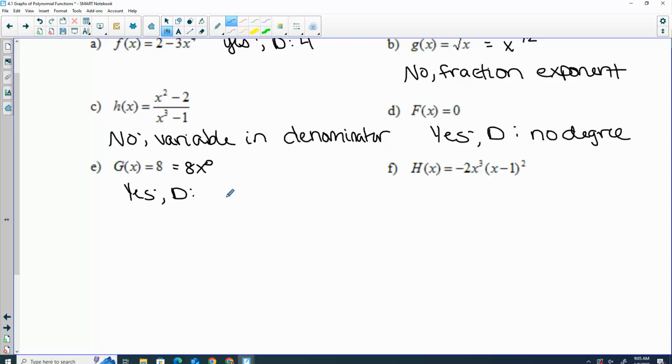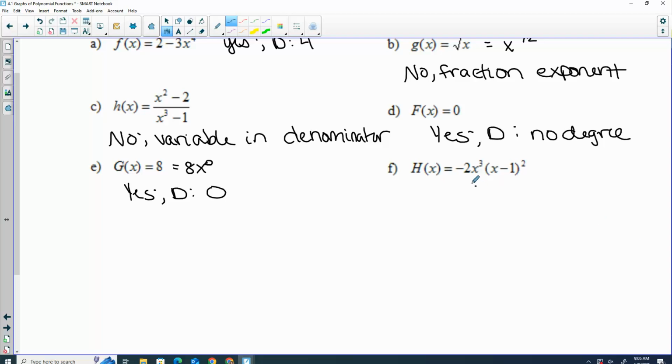Because anything to the 0 power becomes 1. If it's just a number, the degree is like saying how many variables. Well, 8, how many variables are with that? 9. So, if it's equal to a constant except for 0, your degree is always 0. There are no variables there.